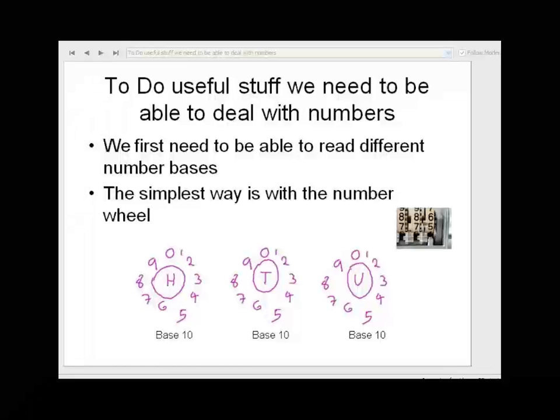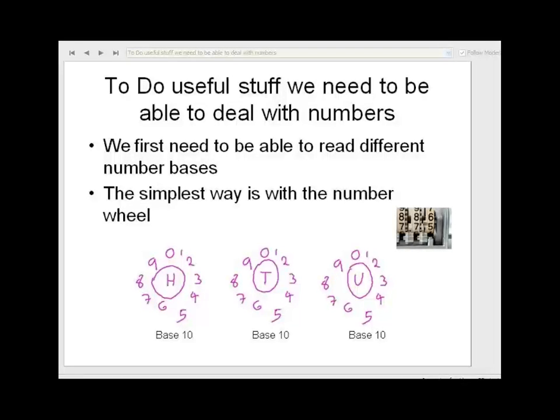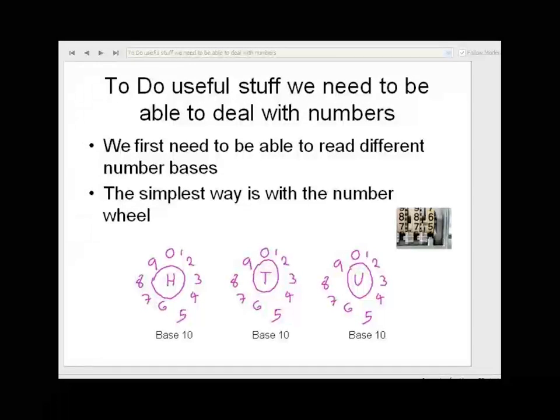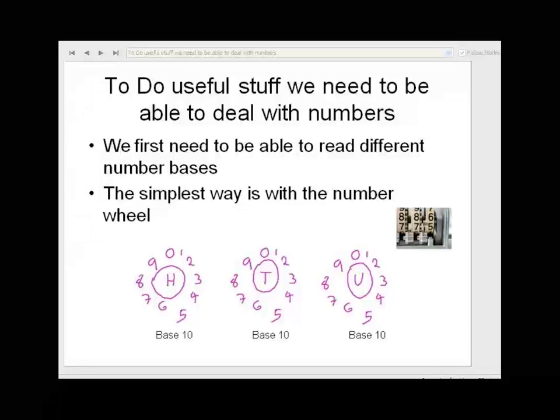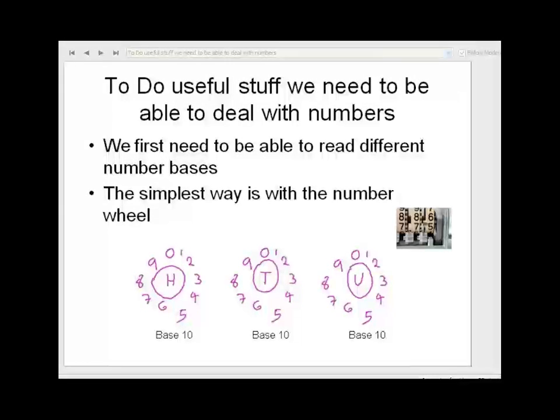Now, to do anything really useful, we need to actually deal with real numbers. We need to deal with numbers, not just ons and offs, but 10s, 15s, 4 to 20 milliamps, 0 to 10 volts, 45 degrees C. We need to deal with real numbers. Now, the way I always like to explain real numbers is to use a thing called the number wheel.